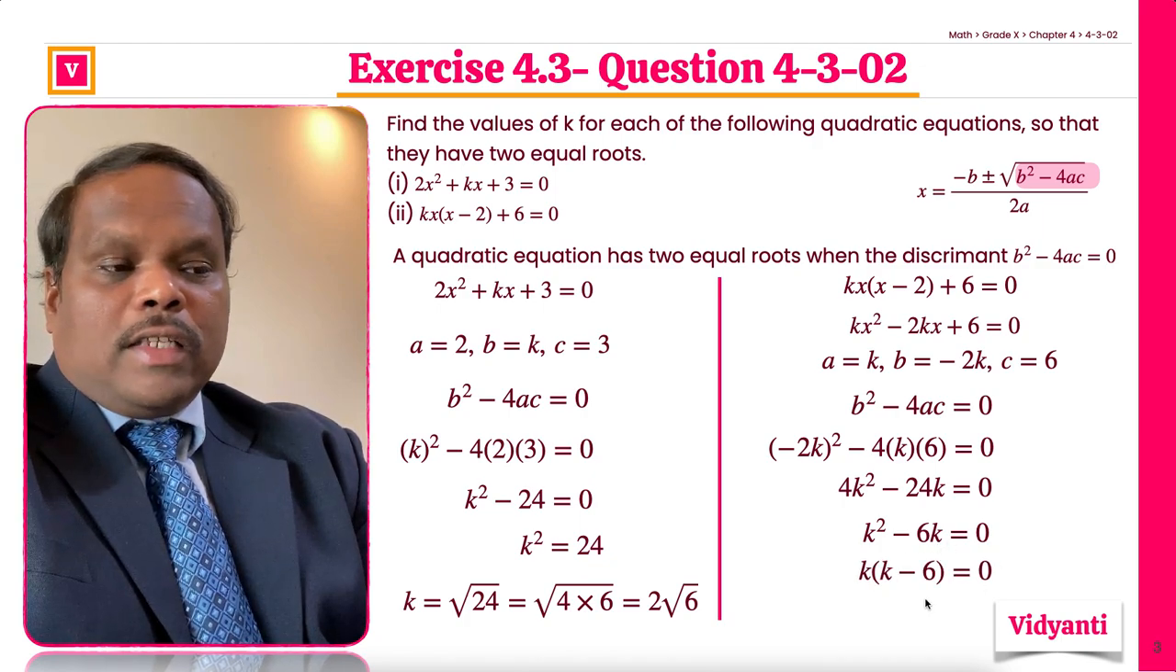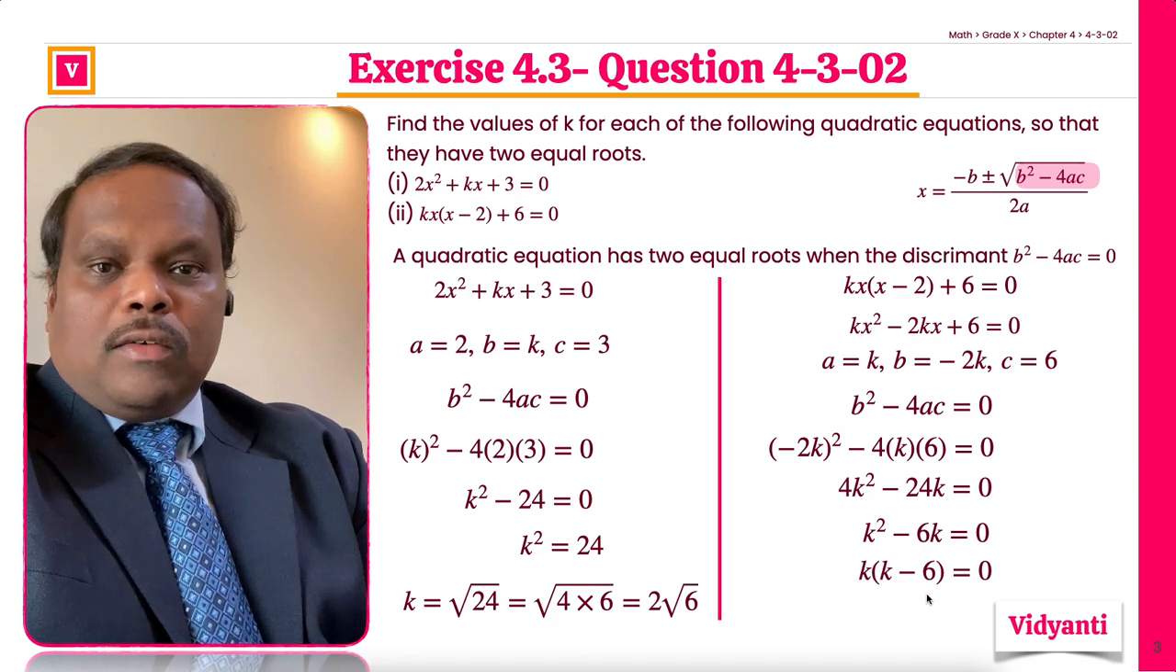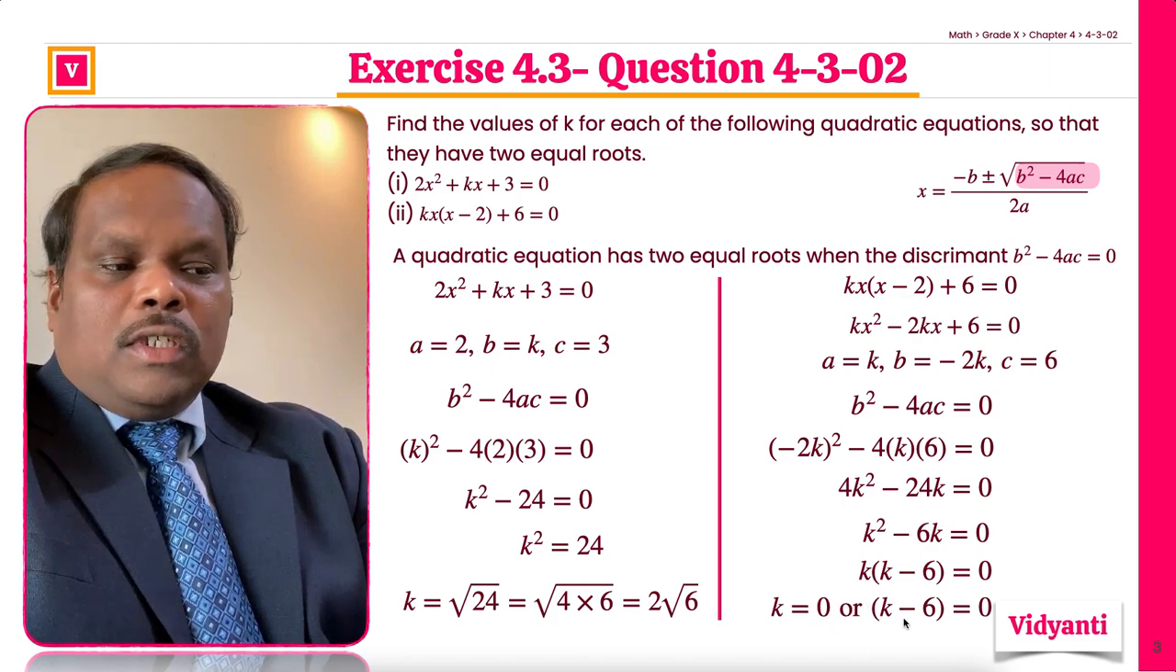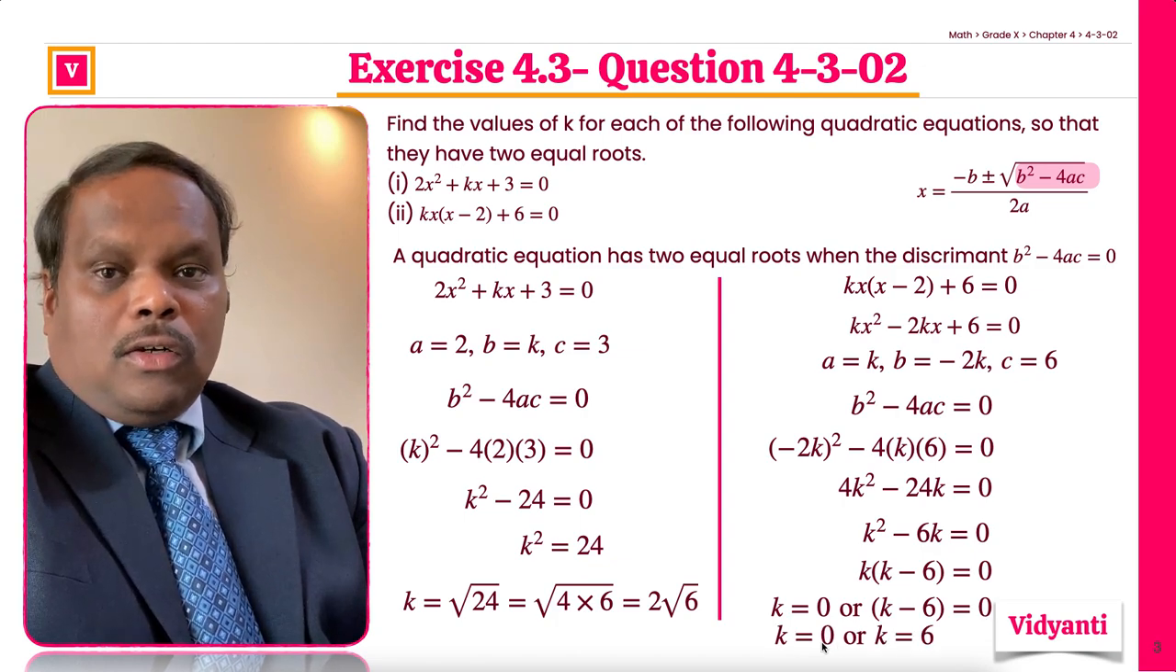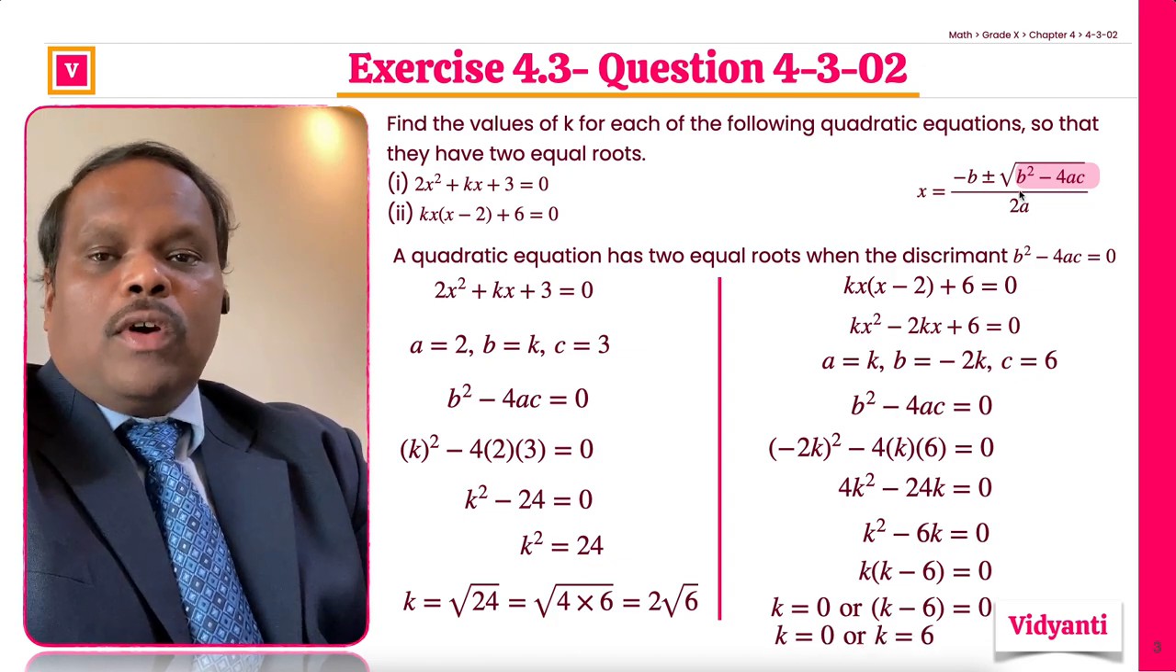We will factorize that: k times k minus 6 equal to 0. So either k is equal to 0 or k minus 6 is equal to 0. And so that will give us two values of k, either 0 or 6. And that will be your final answer.